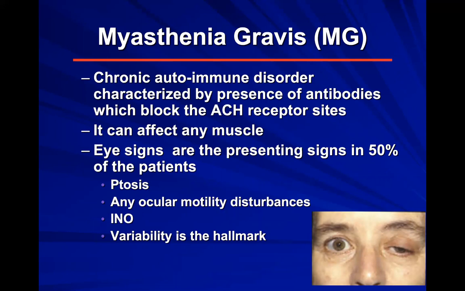I want to also talk about myasthenia gravis. Again, myasthenia gravis is another important systemic disease that affects the eye. It's a chronic autoimmune disorder characterized by the presence of antibodies. It can affect any muscle. And what are the presenting eye signs? In 50% of patients, ptosis. Ptosis. Any ocular motility disorders, you have the INO.